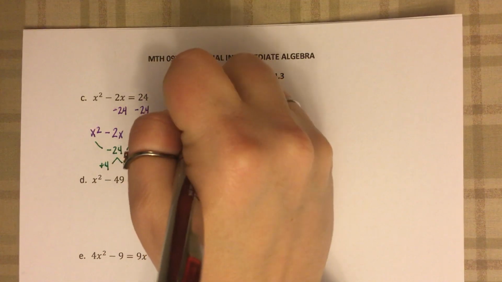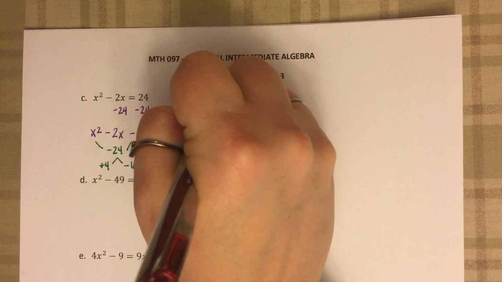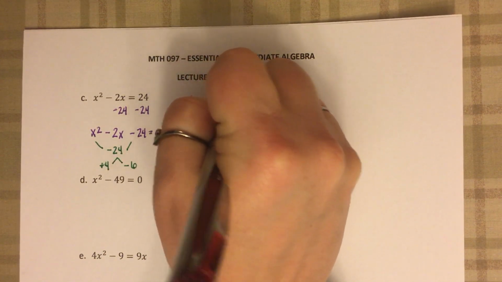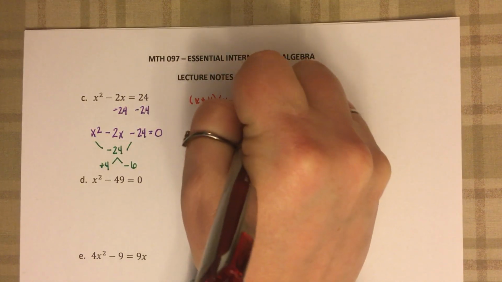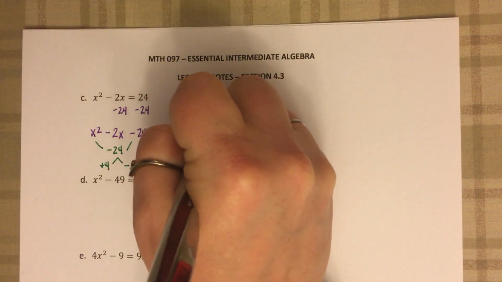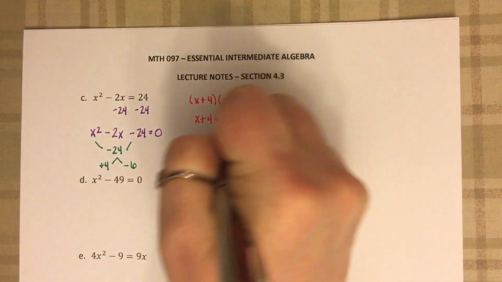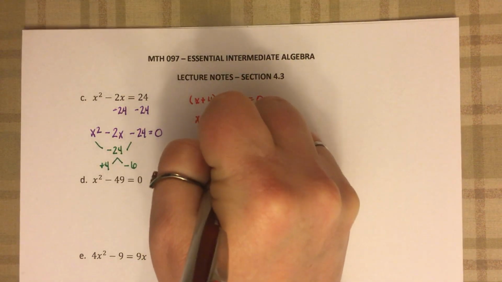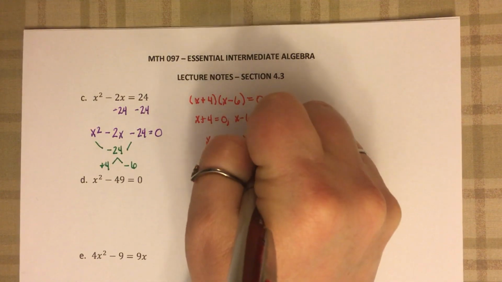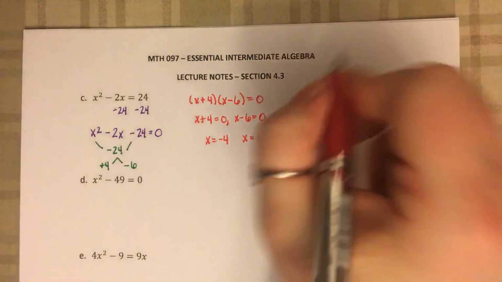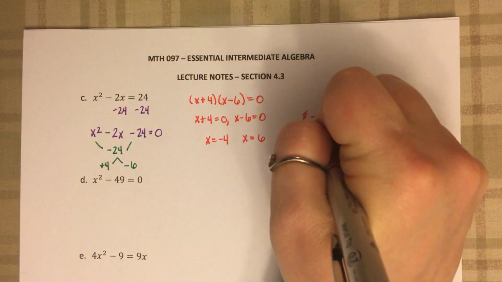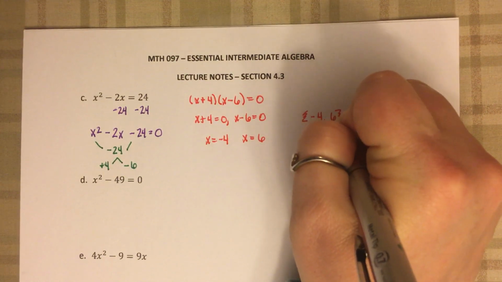So then we rewrite our equation as factors. So we're going to have x plus 4 times x minus 6 equals 0. So x plus 4 equals 0, or x minus 6 equals 0. We subtract 4 from both sides, we get negative 4. We add 6 to both sides, we get positive 6. And in our solution set, we can put our negative 4 and our positive 6.